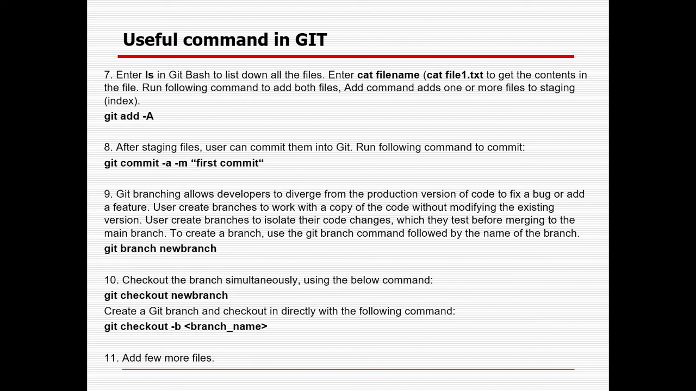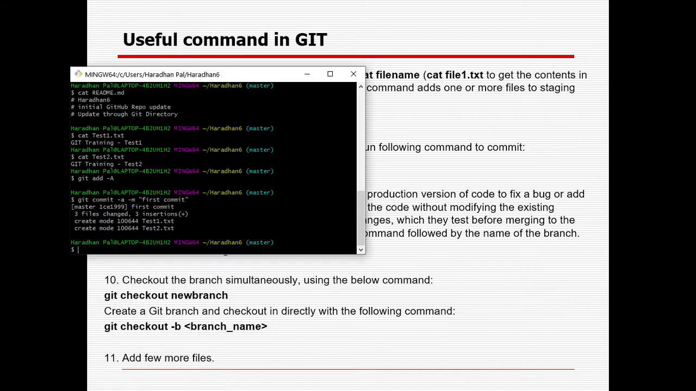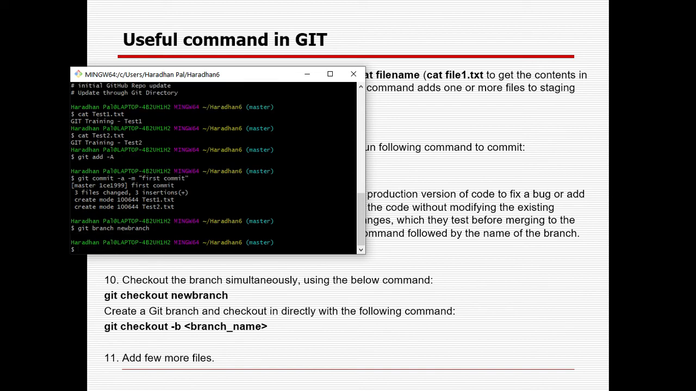To create a branch, the command we can use is git branch and then the branch name. So git branch, and then a new branch. I can give it any name, maybe new branch. So git branch new branch, and the new branch will be created here in that particular folder.